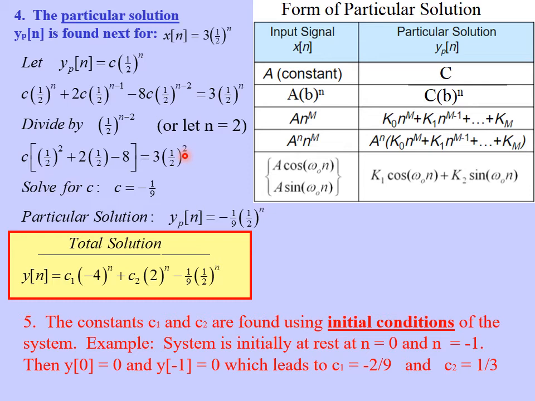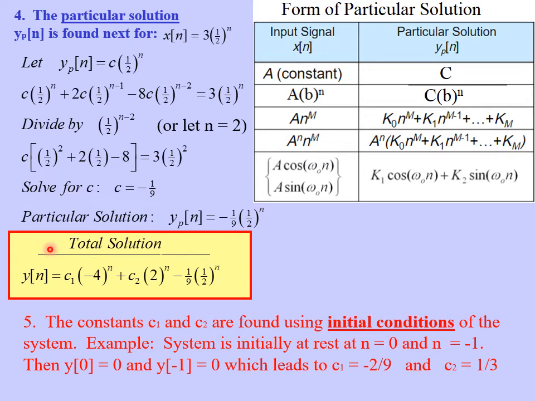Now this is just basic algebra. You can evaluate all of this stuff inside the bracket here, and then evaluate the right side, and you just have to divide by all the stuff in the square brackets. If you do that correctly, you'll find out that c is equal to minus 1/9. So our particular solution, y sub p, is equal to minus 1/9 times 1/2 to the n.